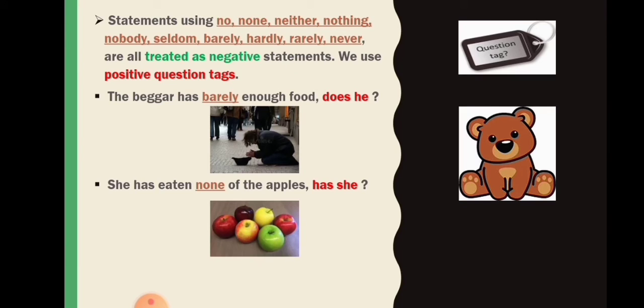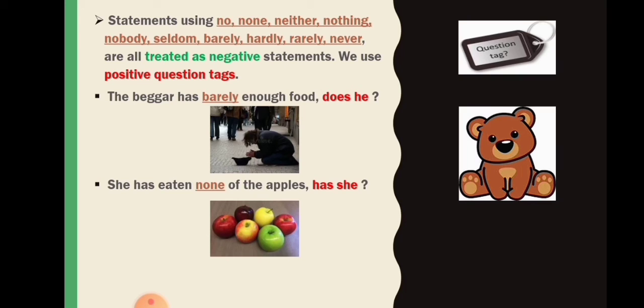Statements using no, none, neither, nothing, nobody, seldom, barely, hardly, rarely, never are all treated as negative statements. We use positive question tags. For example, the beggar has barely enough food, does he? So the word barely is already in negative meaning. So we use a positive question tag. The question tag becomes does he? Another example, she has eaten none of the apples, has she?